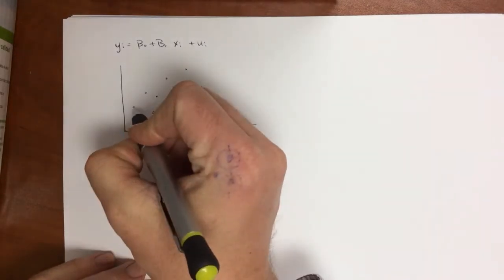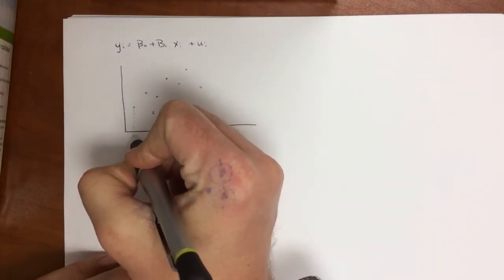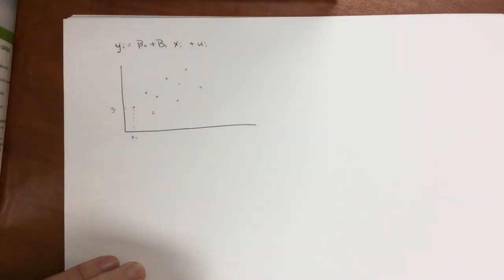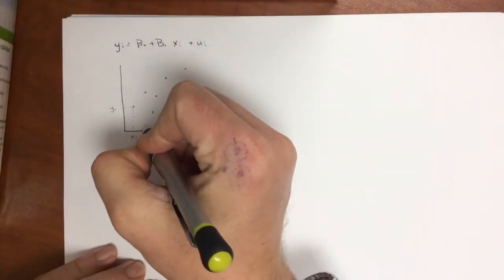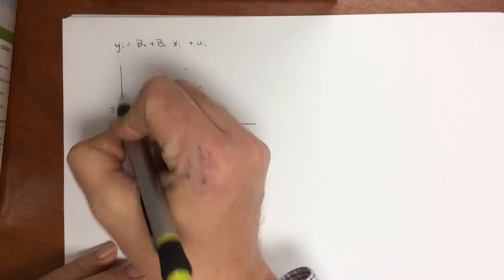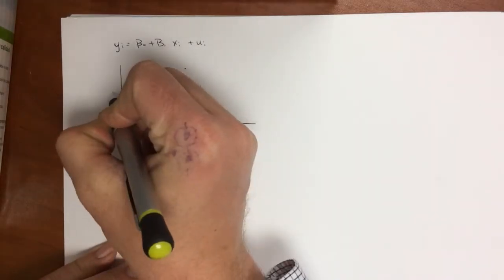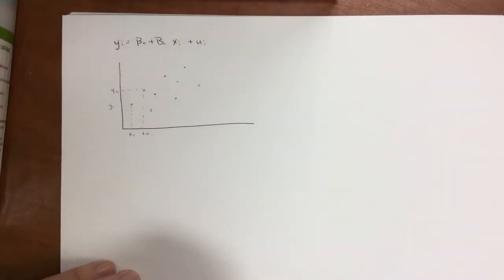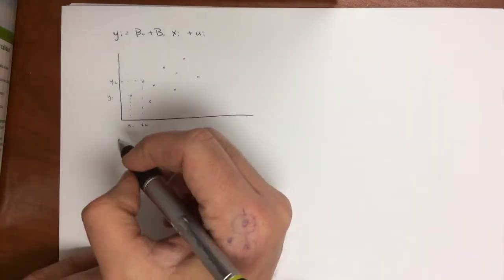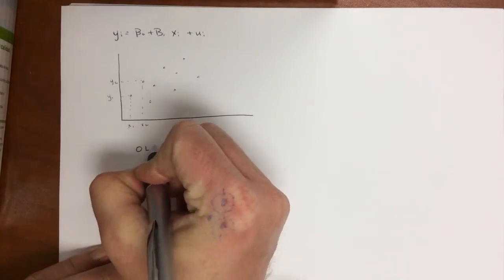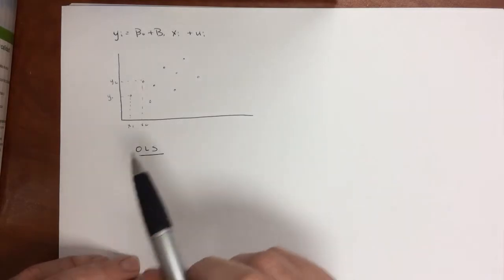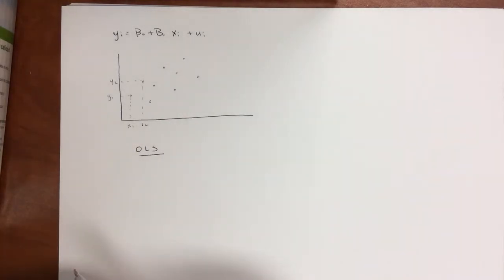For example, this individual here would be x1 and y1. This individual here would be x2, y2. And each of these individuals represents a different yi and xi. All right, and what we want to do is a method called OLS, Ordinary Least-Squares, and that's going to help us get this best fit line.